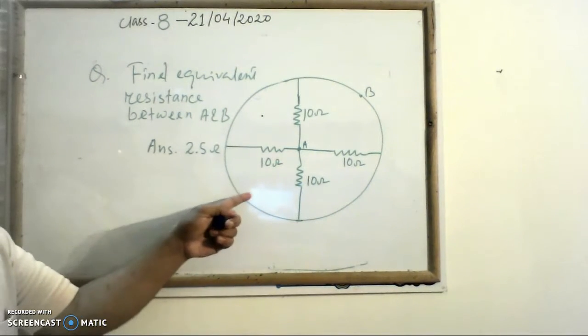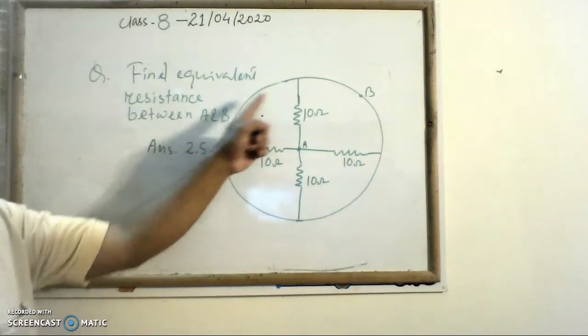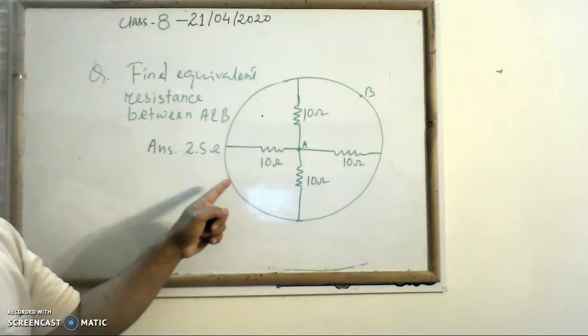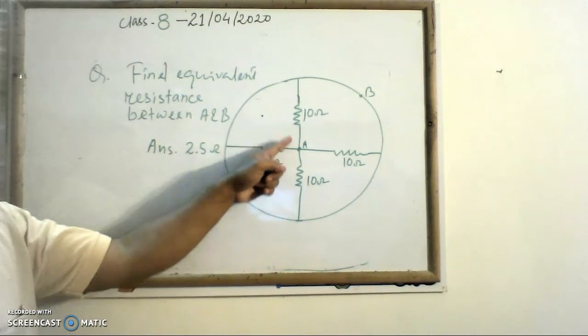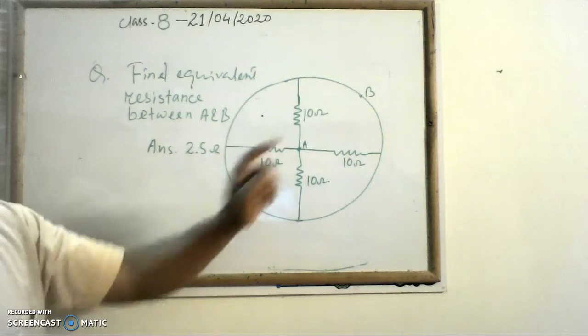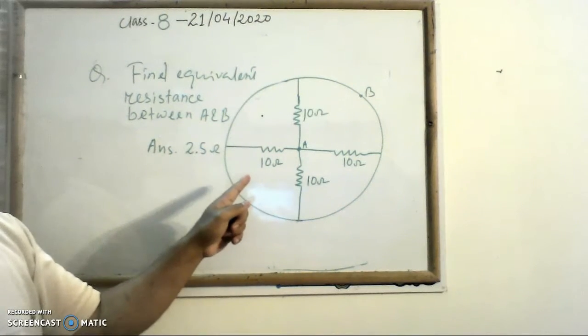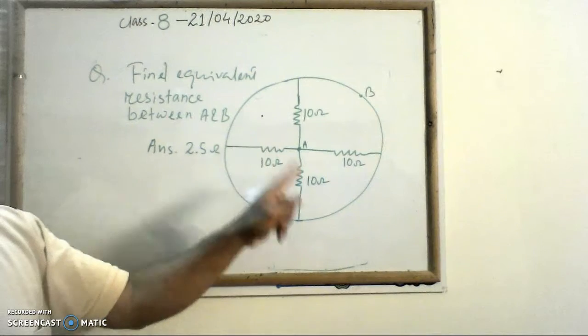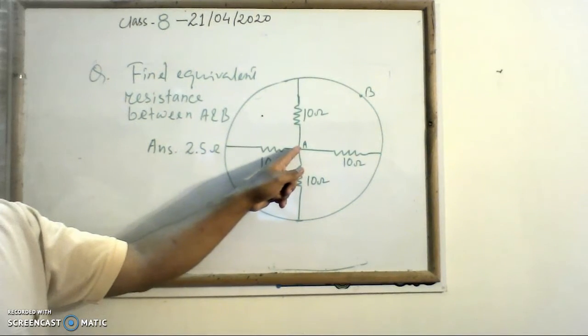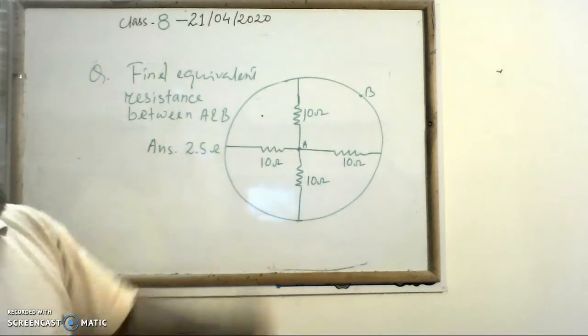This is another problem where one circle is there, and simply at the center a point is there. Okay, 10 ohm, 10 ohm, 10 ohm, 10 ohm, all are 10 ohm. 4 resistors, each having a value of 10 ohm, are connected like this. You are asked to find out the equivalent resistance between A and B.